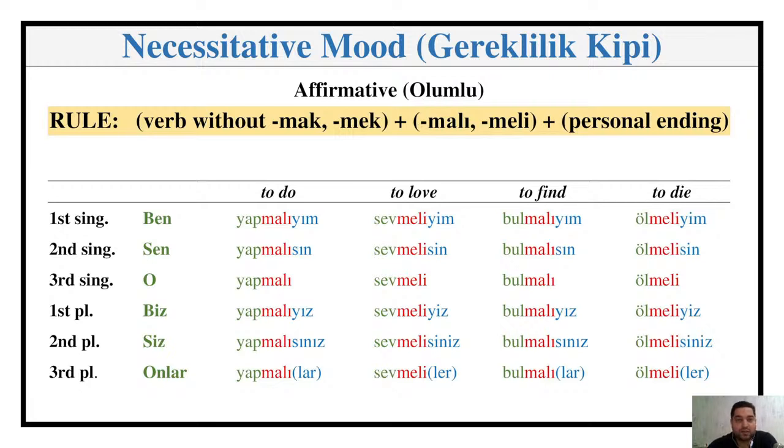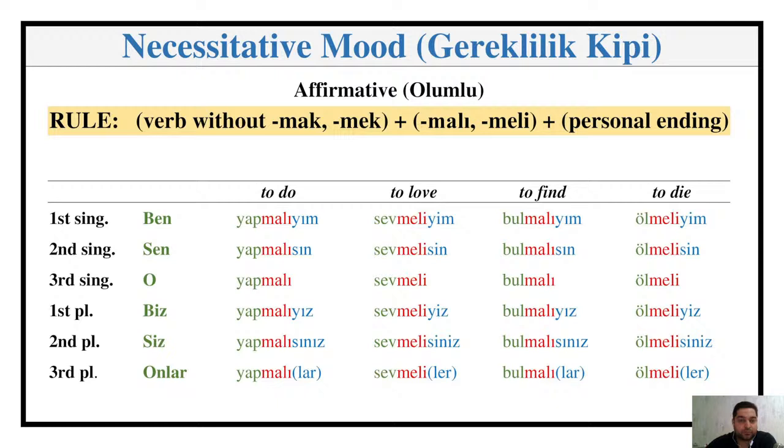So let's look at the first singular. Ben yapmalıyım, sevmeliyim, bulmalıyım, ölmeliyim. Second person singular: sen yapmalısın, sevmelisin, bulmalısın, and ölmelisin. Third person singular: o yapmalı, sevmeli, bulmalı, and ölmeli.